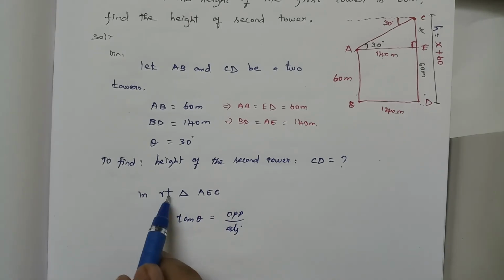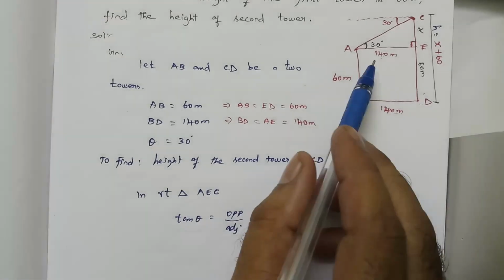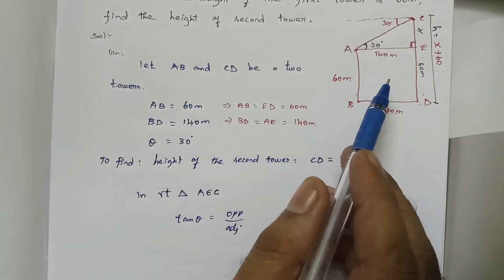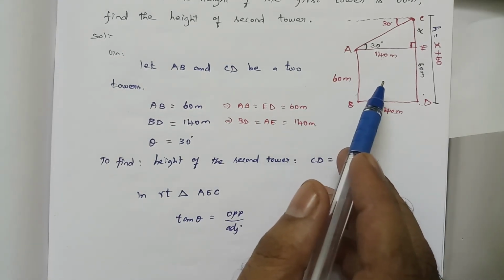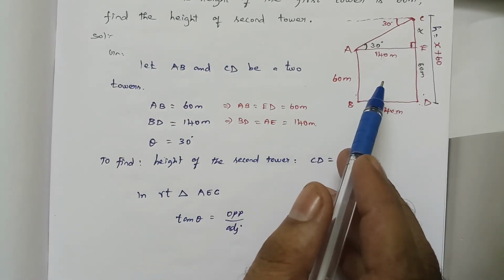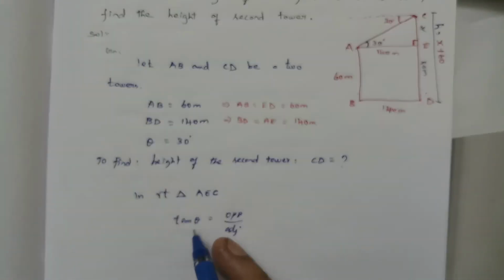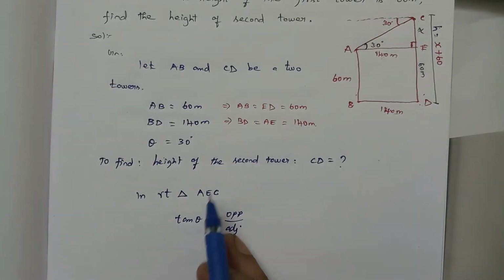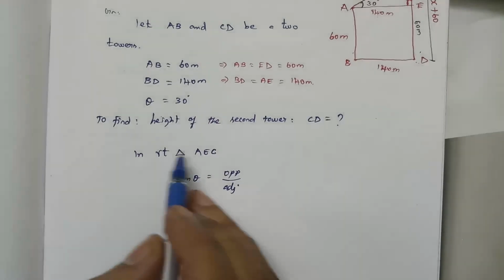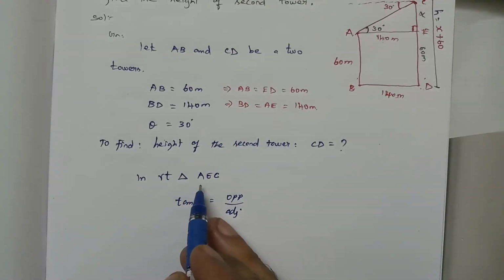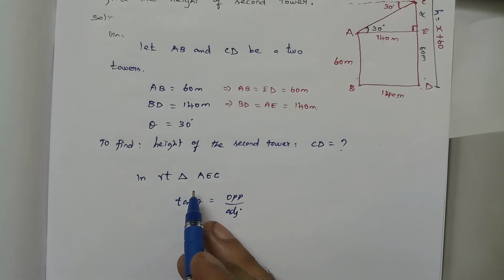Why am I writing in right triangle AEC? Now we have only one triangle, but in the next concepts we will have two right angle triangles. So we have to mention in which right angle triangle we are using this trigonometric ratio. In this right angle triangle, I am using this trigonometric ratio, and in the next right angle triangle, I am using another trigonometric ratio. Likewise we have to differentiate, so here itself we differentiate.